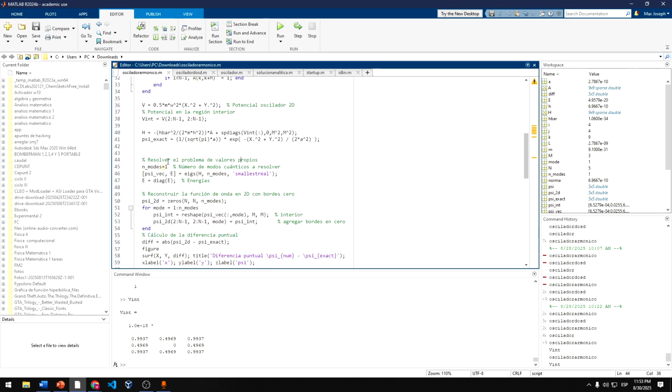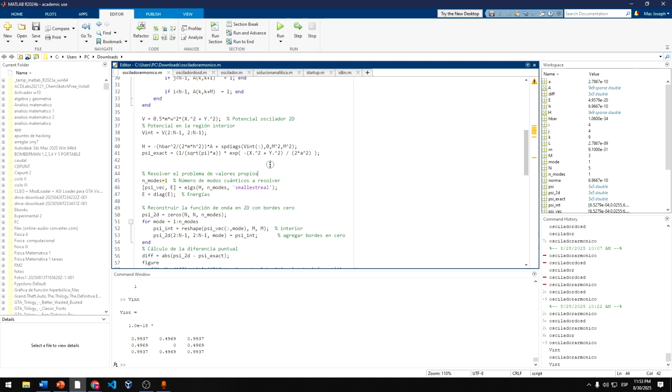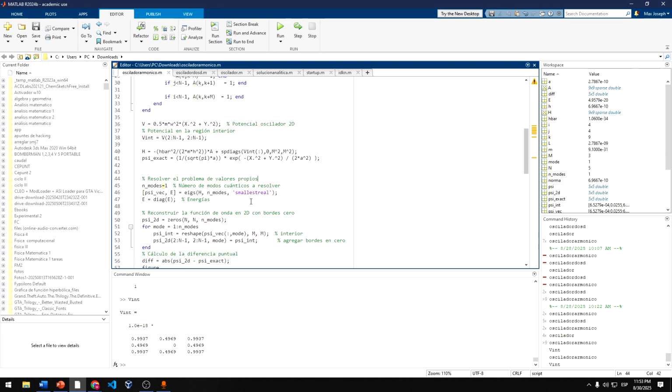Ok, tenemos el problema de valores propios, que es el que dije antes, el H multiplicado por la autofunción es igual al autovalor por la función. Entonces, ¿qué número de modo queremos? O sea, ¿qué nivel de energía queremos? ¿Queremos el fundamental, el primer estado excitado, el segundo? ¿Cuál quieres? En este caso voy a poner el fundamental, que es 1, pero se entiende que es el E sub 0. ¿Ok?